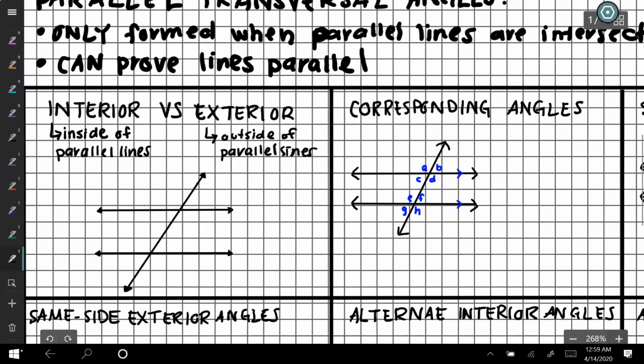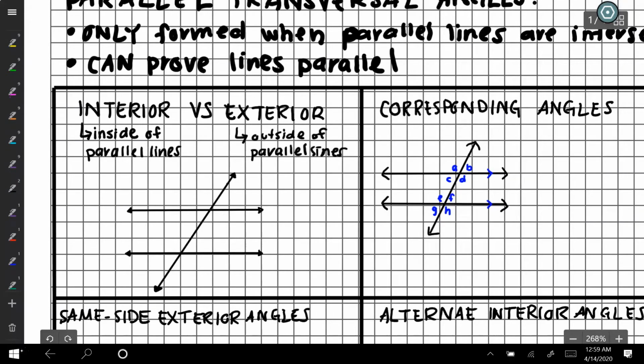Alright, so I'm going to go through and show this to you with colors. Interior are inside, so it's going to be these angles here on the inside. There's 4 of them in this example. Our exterior are outside, so it's going to be these 2 up here and these 2 down here. Those are going to be our exterior angles.